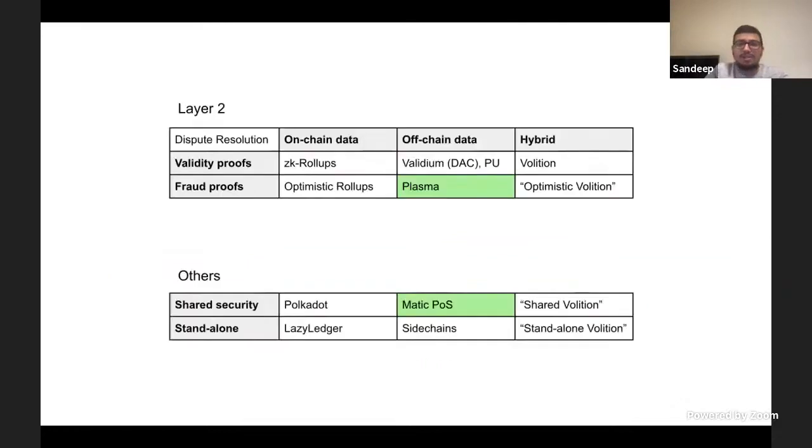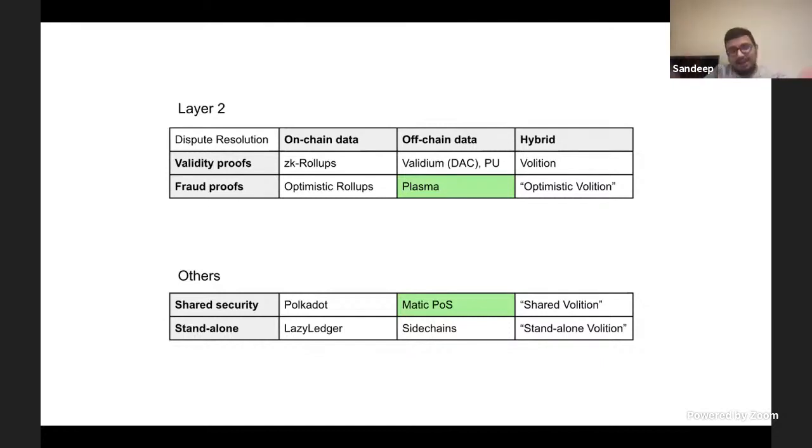So, let's first start from what constitutes a layer 2. Two key parameters there are, first, dispute resolution, and the other is data availability. Data availability is basically whether it's on-chain or off-chain, and dispute resolution is what kind of dispute resolution mechanism you are using in case of off-chain.